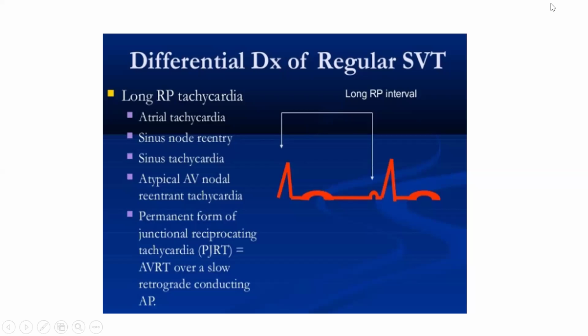So when we talk about supraventricular tachycardias, we actually refer to either long RP or short RP tachycardias. And these are the good differentials of long RP tachycardias. I'm sure we've gone through all this before in our discussions as a group. So these are the possible differentials of a long RP tachycardia.